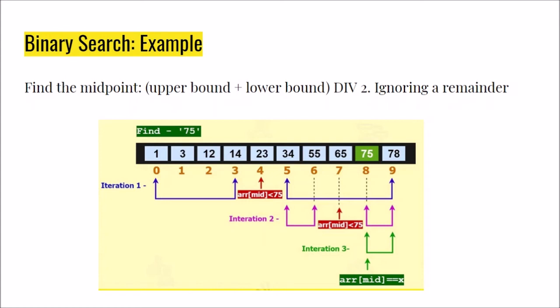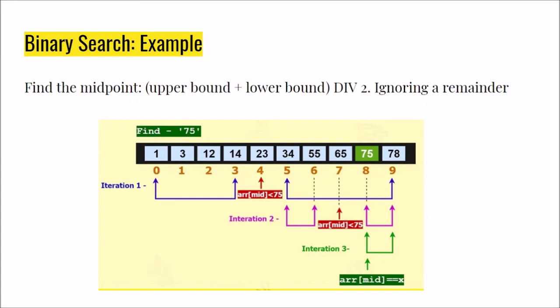So if we're looking for 75 in this example, first we're going to look at the midpoint, which is position 4, which will be number 23. We can see, is 23 bigger than 75? It's not. So then we disregard that whole left side of the list. Now we're only looking at numbers between position 5 and position 9. Right? So 34 and 78.